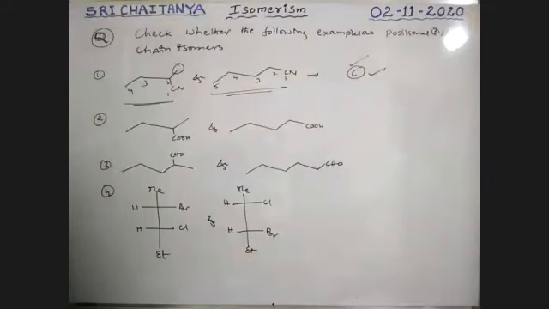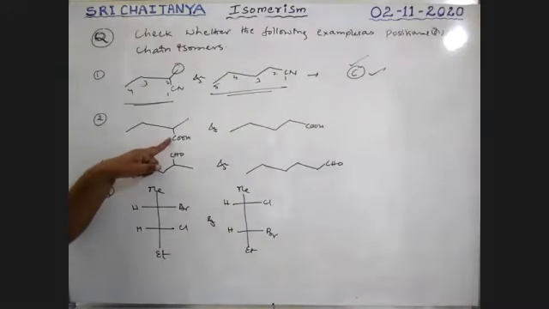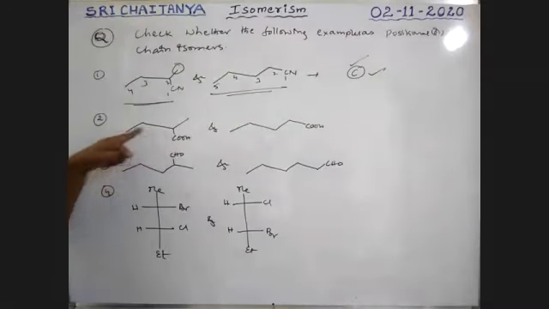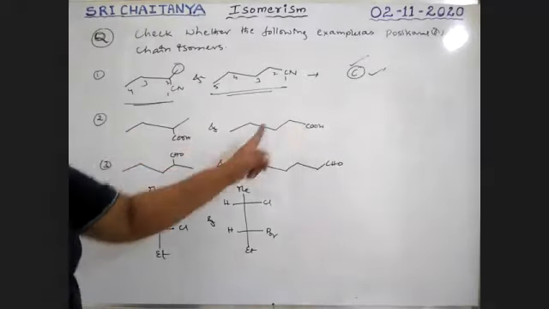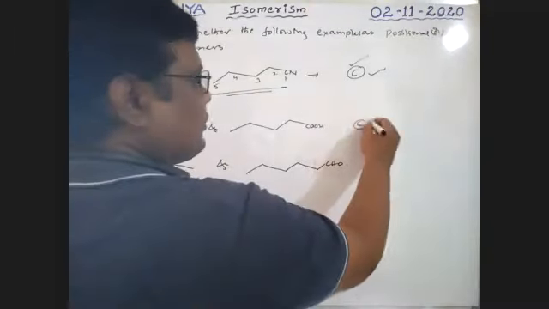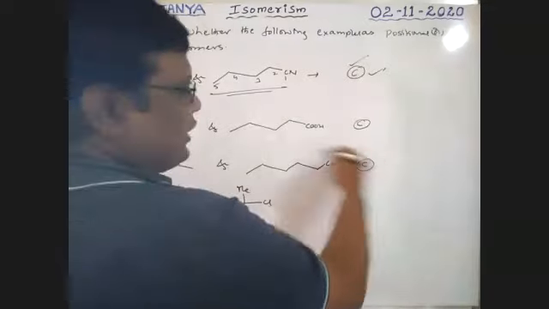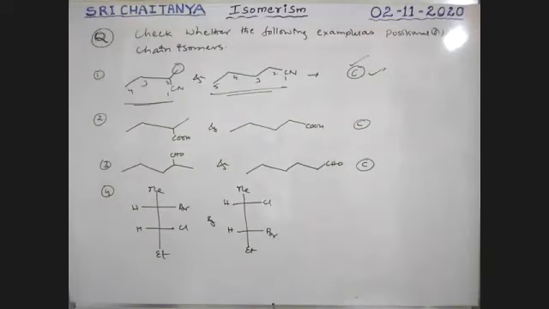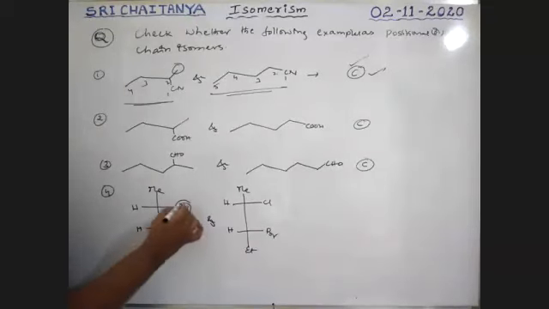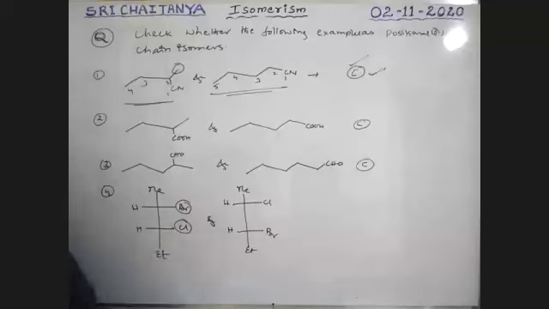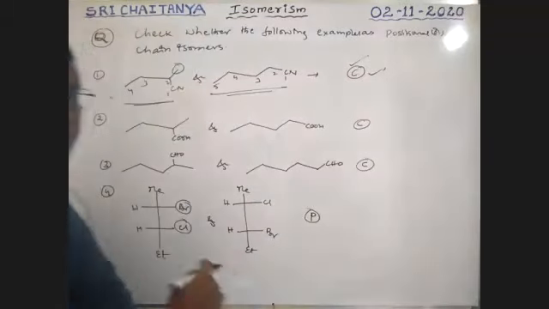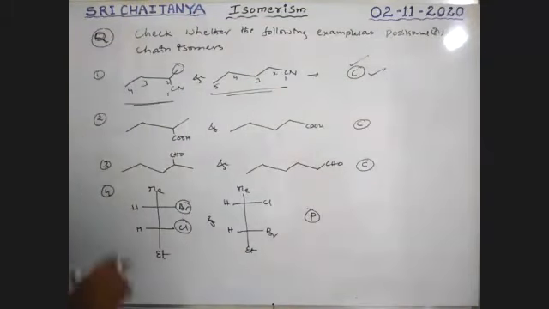So the longest chain is different. Therefore, chain isomerism. See here also, it is a 4-member chain and here a 5-member chain. Chain isomerism. That is also chain isomerism. What about this? Here the chain is the same, but the Br and Cl positions are different. This is a positional isomerism.